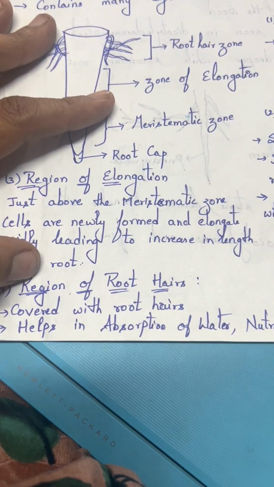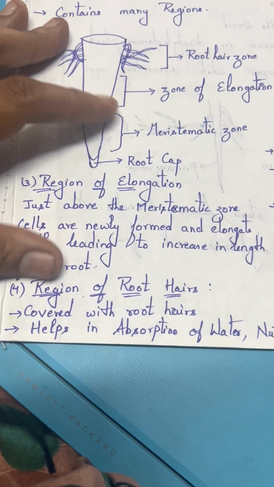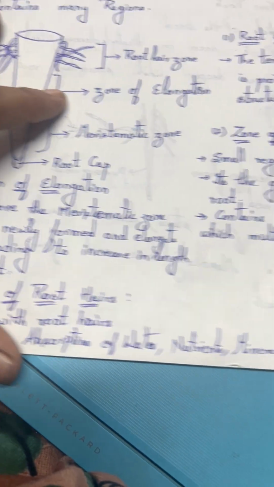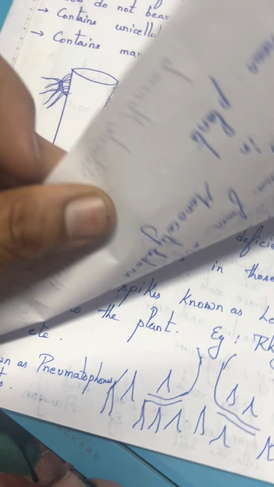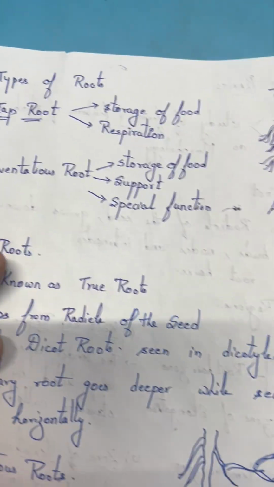Okay, next, region of root hair. Lastly, the region of root hair is covered with root hairs, which help in absorption of water, nutrients and minerals present inside the soil. Okay, next one is types of roots.